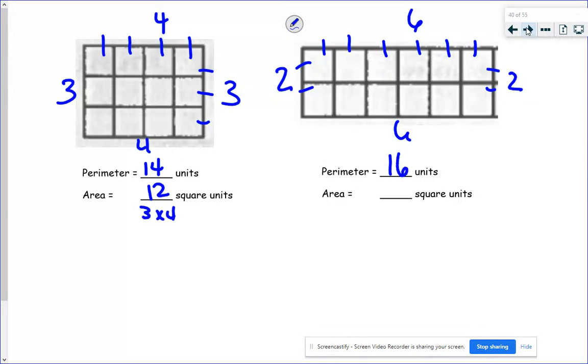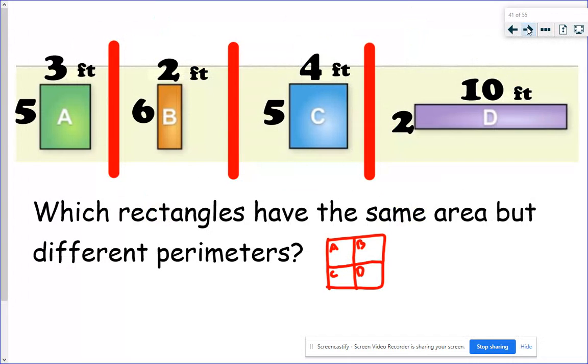I got 16 units. 6 plus 2 is 8. Okay. And then 2 times 6 is 12 square units. So again, the area is the same. The perimeter, 14 is less than 16. So the perimeter of rectangle A is less than rectangle B. Just a lot of comparison.